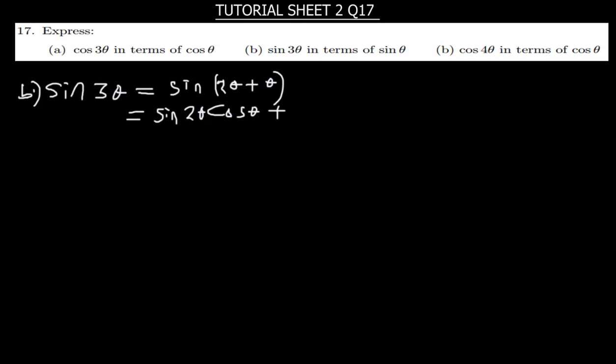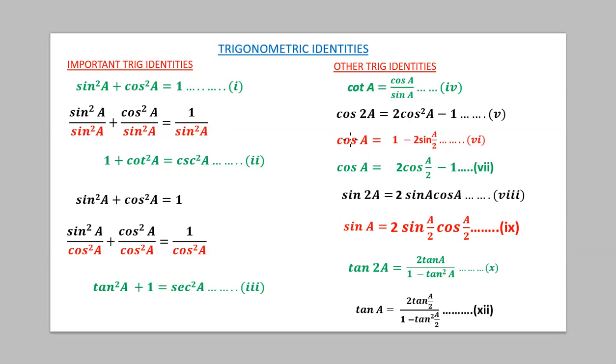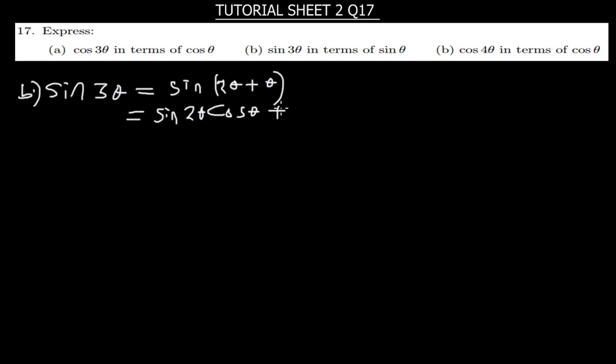I'm trying to use this one. Where is it? Okay, it's not here. Let me just write it. And then we are going to have sine 2 theta cos theta, then plus, you switch the angles now, sine theta cos 2 theta. This is what you have.